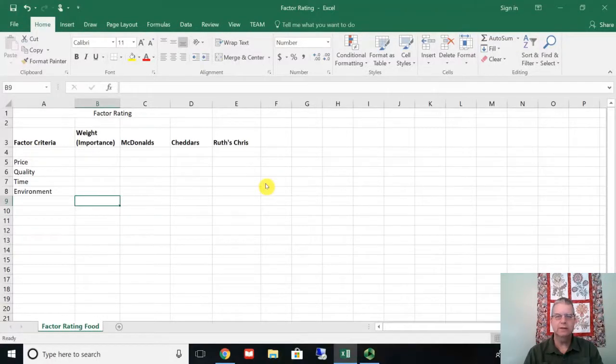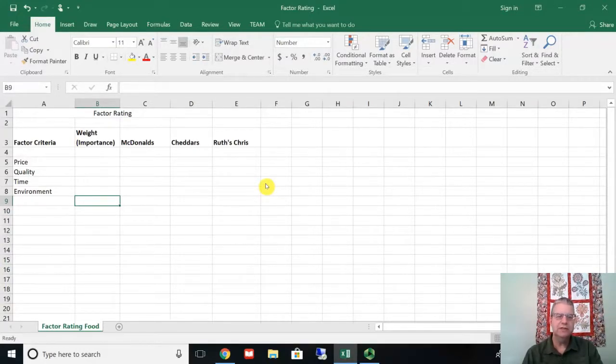So factor rating is one of these techniques that you see used in a lot of different applications, and actually probably most everyone has used factor rating. They probably just didn't go to the trouble of writing it down on a piece of paper and actually quantifying it. So let's take a look and see what it actually is.